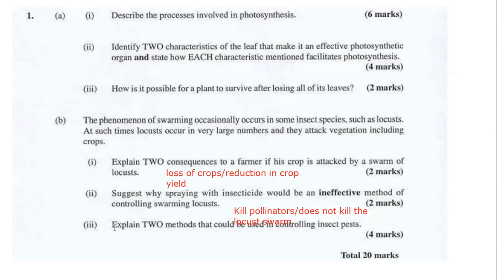All right, so let me move the little black box that is at the bottom of the screen to the top. Let's go. And we are at the last question for this one. It says, explain two methods that could be used in controlling insect pests.